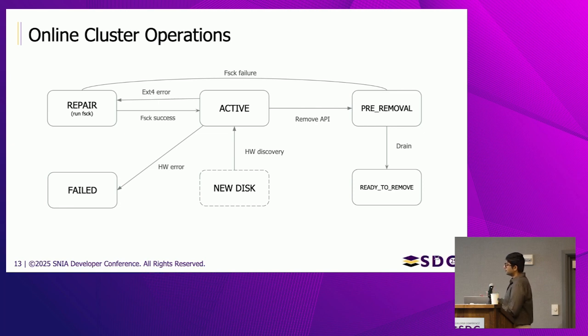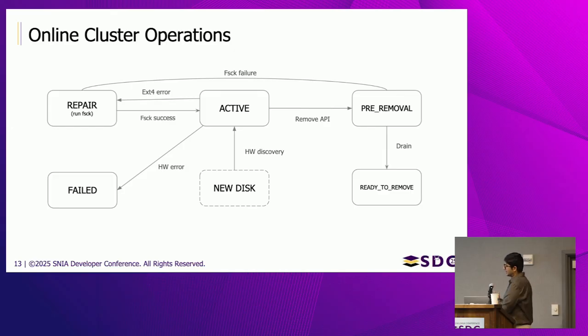And for ext4 errors, this sometimes is recoverable, and so we do run FSCK to actually attempt to recover the ext4 file system and fix it. If that works, all good, we move it back into active state. If it doesn't, we go back into that pre-removal state and we drain the data. But the main idea here is that we always want to be able to ensure that your data is as resilient as possible.